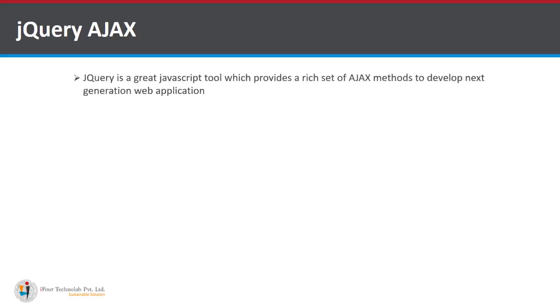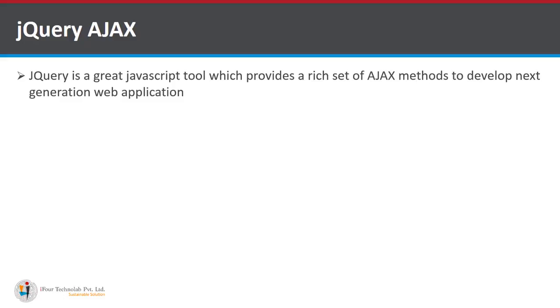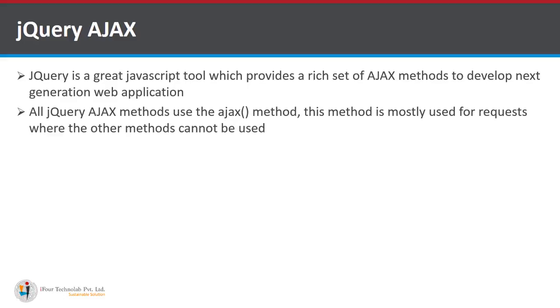Now JQuery AJAX. JQuery is a great JavaScript tool which provides a rich set of AJAX methods to develop next generation web application. All JQuery AJAX methods use the AJAX method. This method is mostly used for requests where the other methods cannot be used. So how to initialize AJAX? Here is a simple syntax of AJAX.